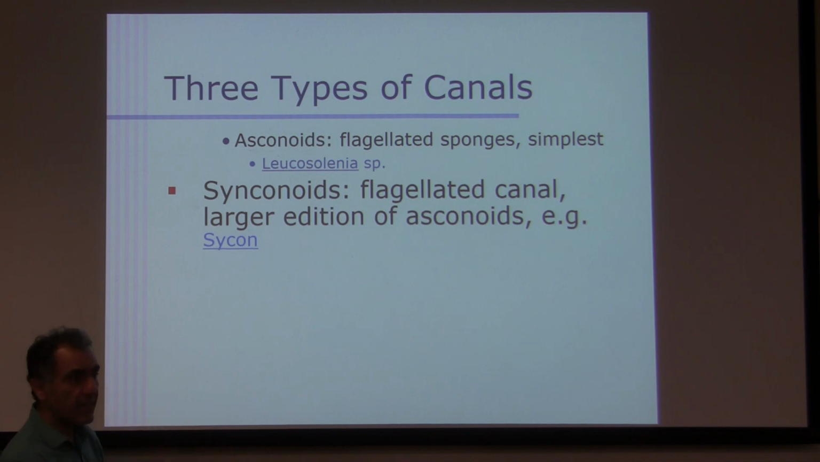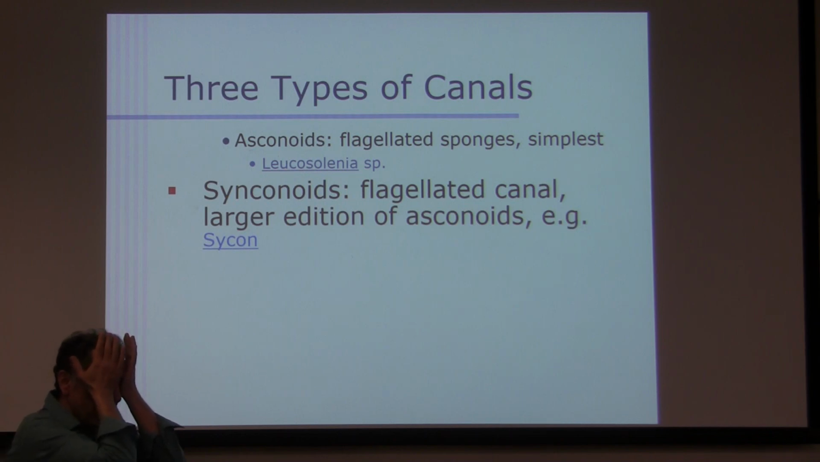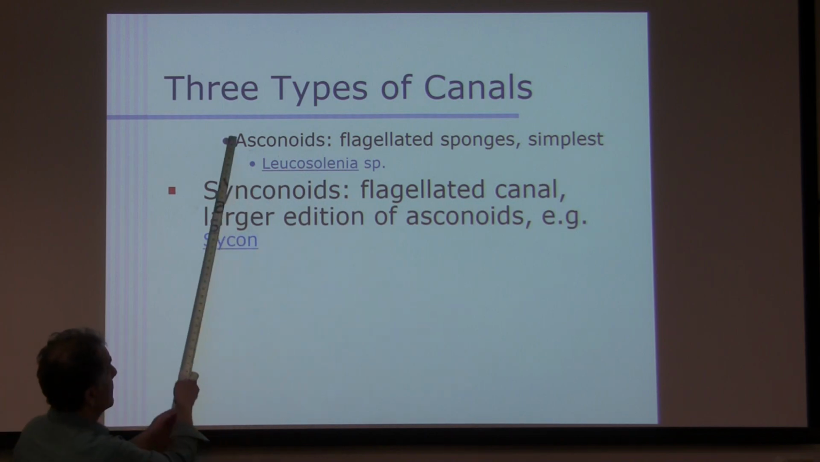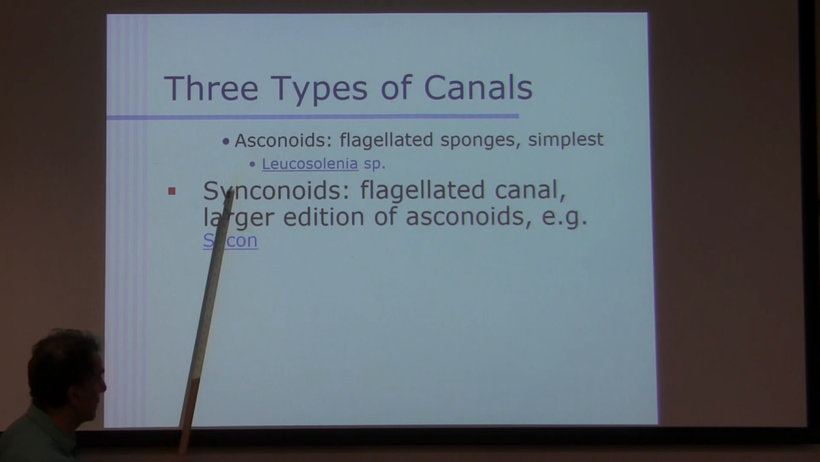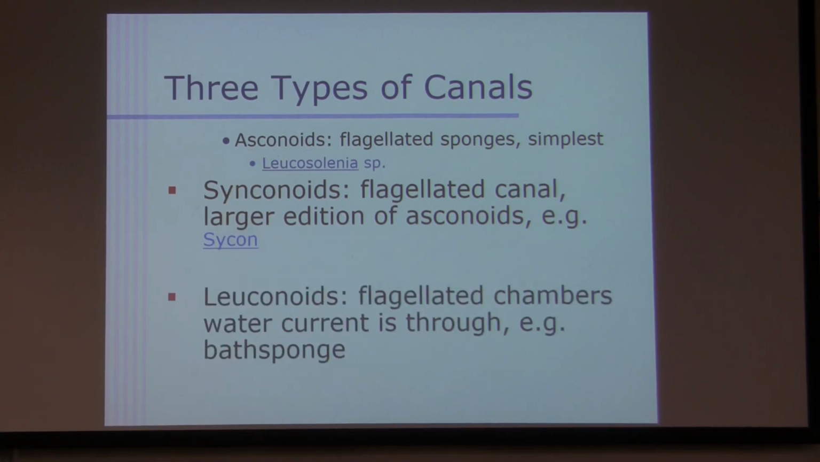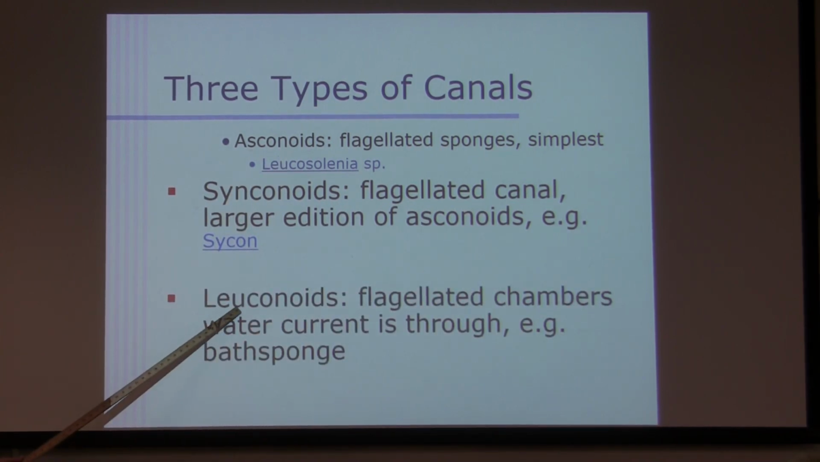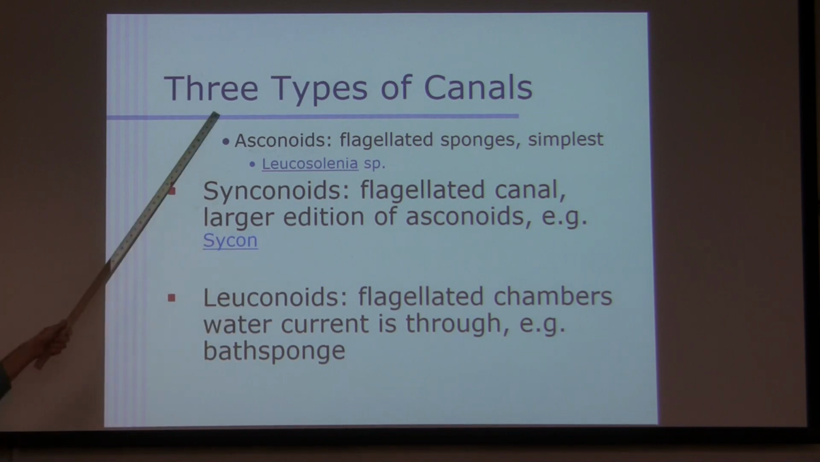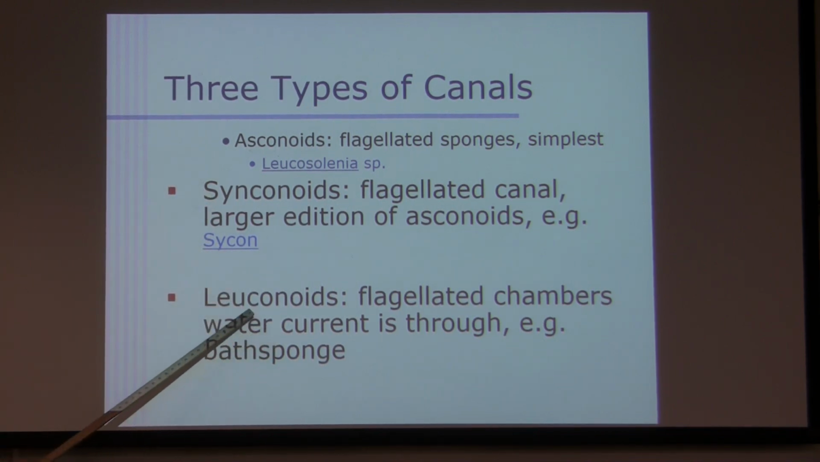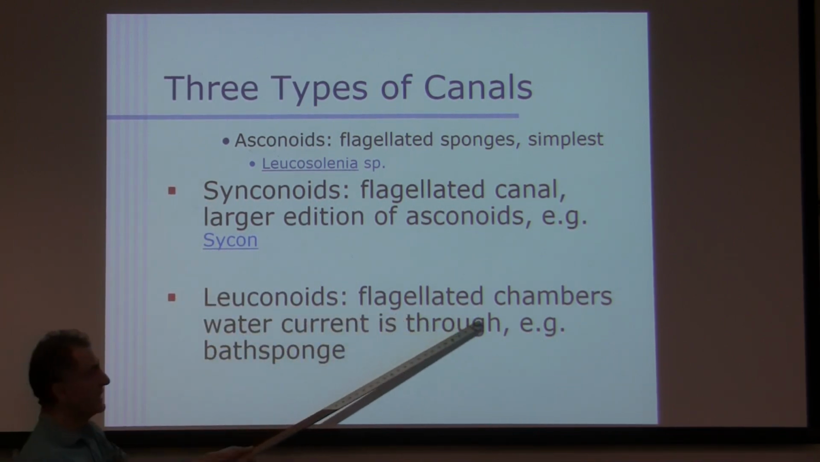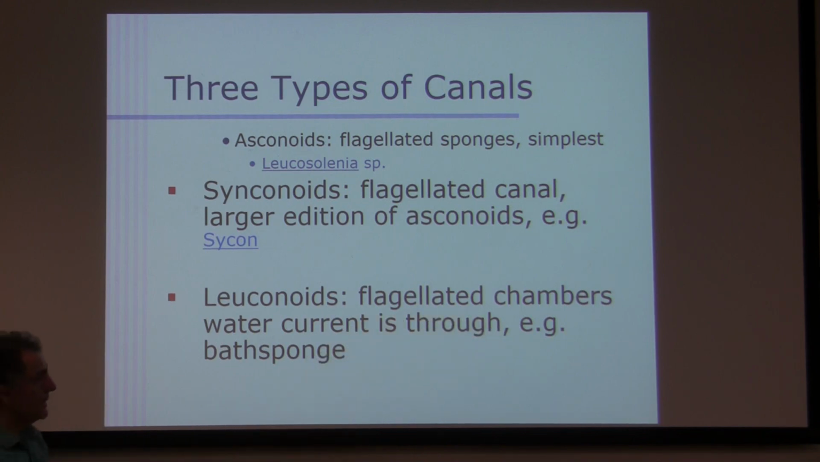If I go back to the last slide, you can go back on YouTube. That was an asconoid type canal, and you will see it again. It's going to come up. And the final, the most complicated of the three canals, is the leuconoid canal. Flagellated chamber, water current is through, and I will show you some pictures.